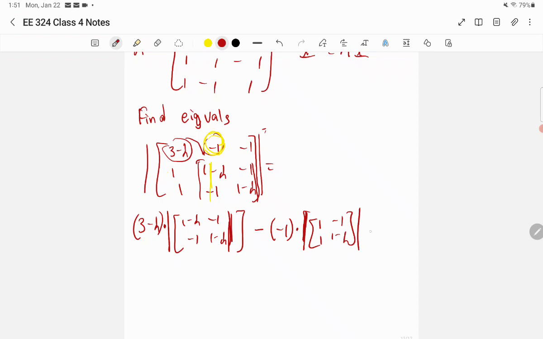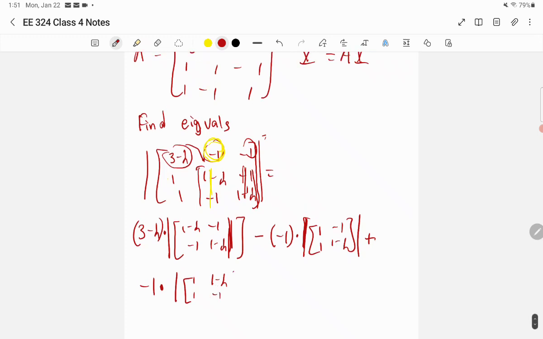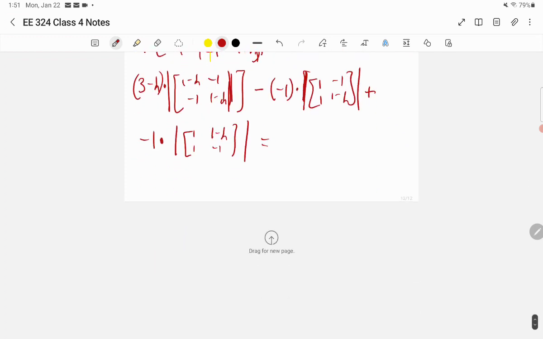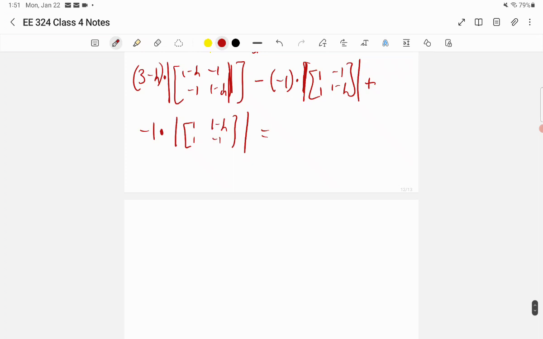And then this one is going to be plus -1 times the determinant of, well, I'm going to cross out this row here. So it's going to be 1, 1, 1 minus lambda minus 1. Okay? And if you do all of the multiplication, this ends up being negative lambda cubed plus 5 lambda squared minus 8 lambda plus 4 is equal to 0.